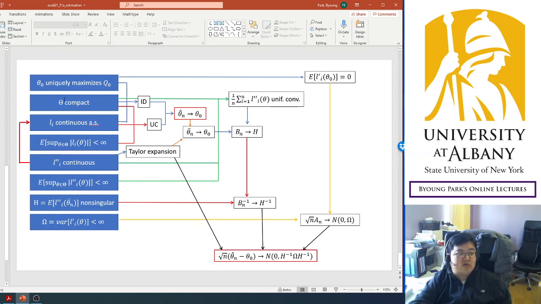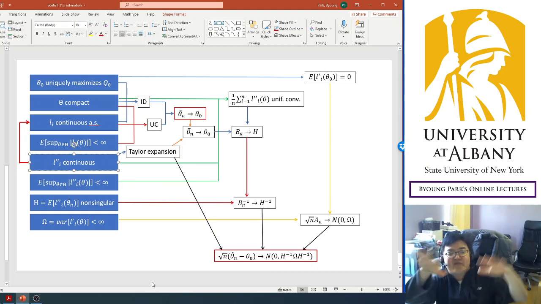So 1, 2, 3, 4, 5, 6, 7, 8. There are 8 conditions, but actually this condition, the continuity of the second derivative, automatically implies continuity of the original function. For the second derivative to exist, the original function must be continuous. So this condition is implied by this. So you don't need to worry about this. So in the end, 1, 2, 3, 4, 5, 6, 7. There are 7 assumptions, and from this relationship, you get the asymptotic normality result.